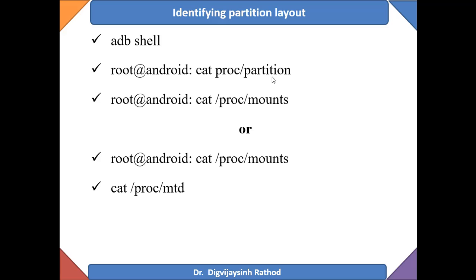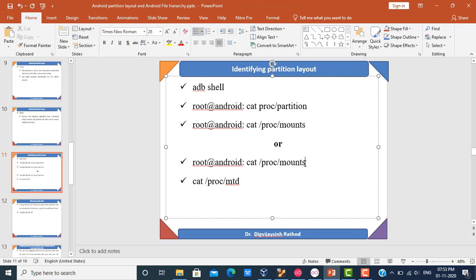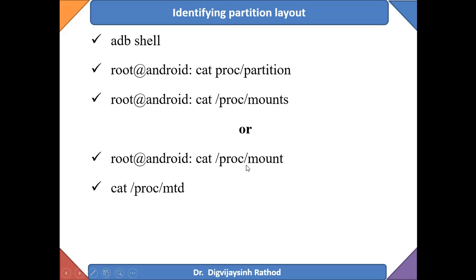If you fail to get the partitions, then you can also try cat /proc/mounts. This mounts file, a configuration file, also keeps the details of which partition is mounted where. So this is one more interesting piece of information. I made one mistake earlier: instead of mounts, I said mount. You can also try cat /proc/mounts. This is mounts. So you can also try mount.